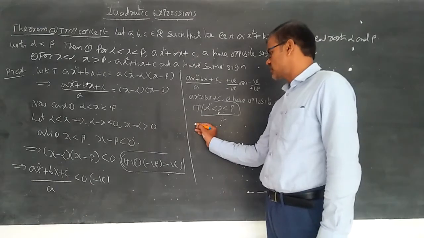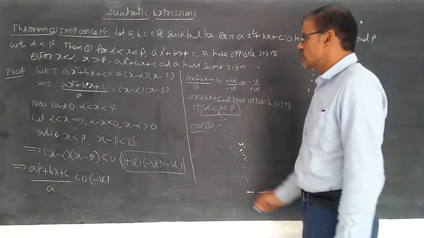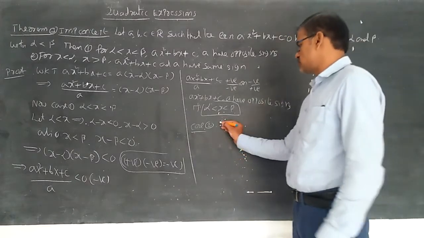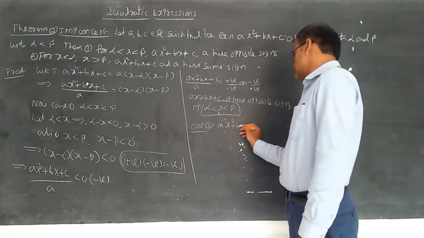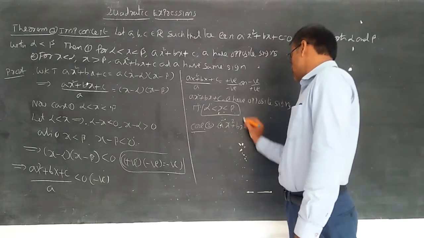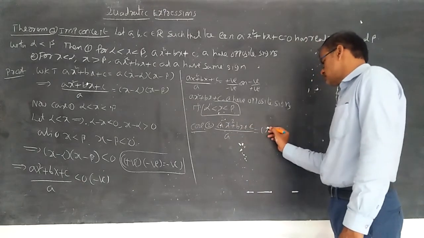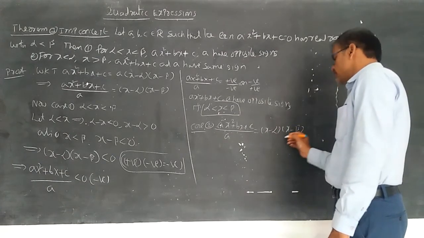Now case 1 is completed. Let us discuss case 2. For case 2 also you can write ax square plus bx plus c by a is equal to x minus alpha into x minus beta.